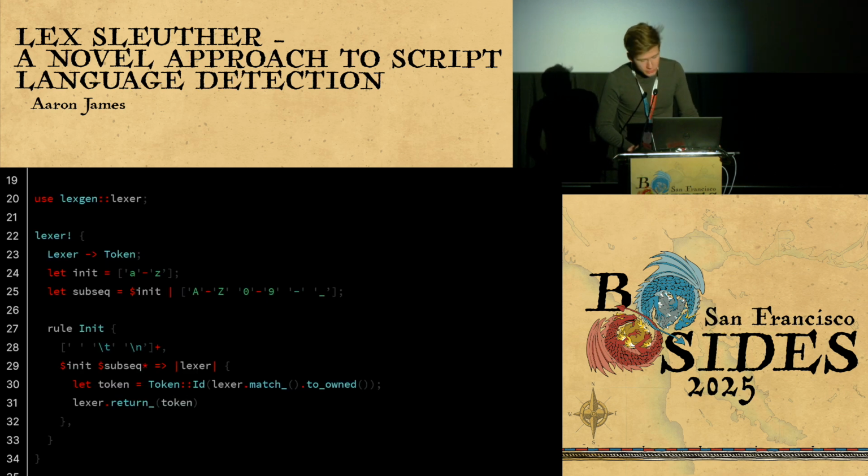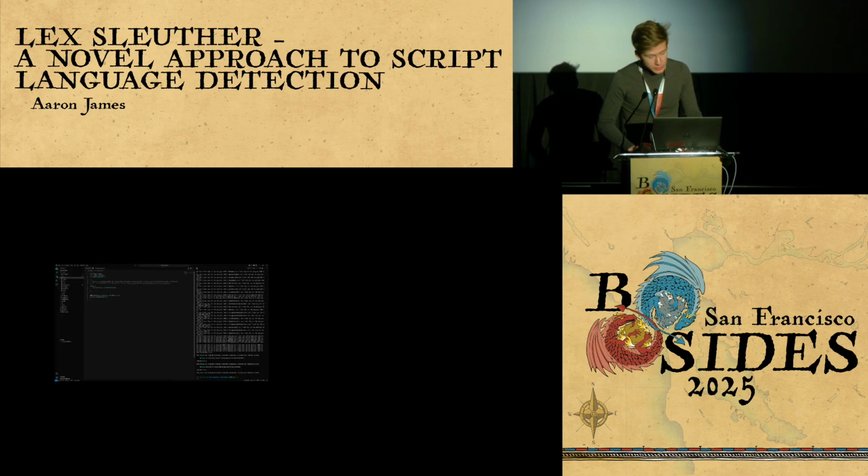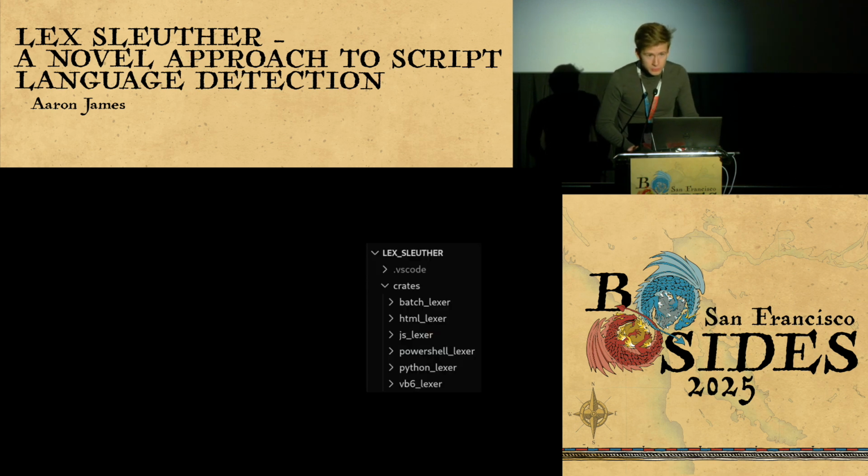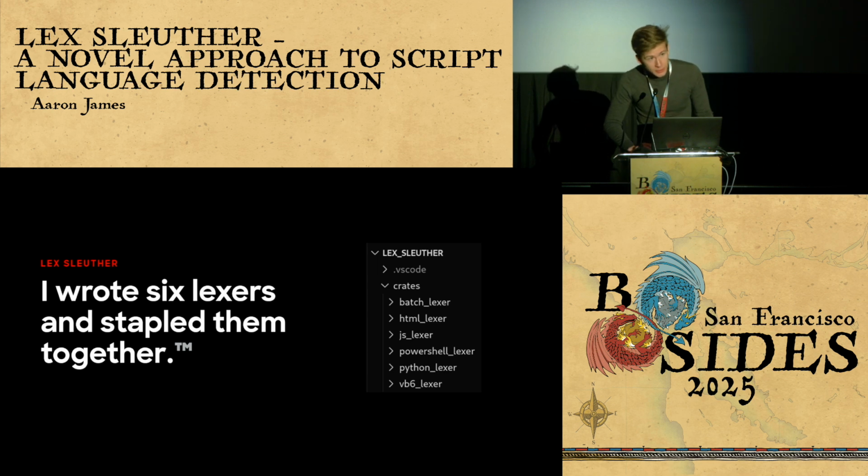Oh look, it uses Rust proc macros, so the syntax is easy. It's just like writing formal PEG. Oh no, I'm suddenly writing a lexer in Rust proc macros. If I'm not careful, I'll accidentally write 250,000 lines of expanded code in less than 12 hours. Oops, we just built Lex Sleuther, also known as "I wrote 6 lexers and stapled them together." And the trademark is not pending on that, by the way.